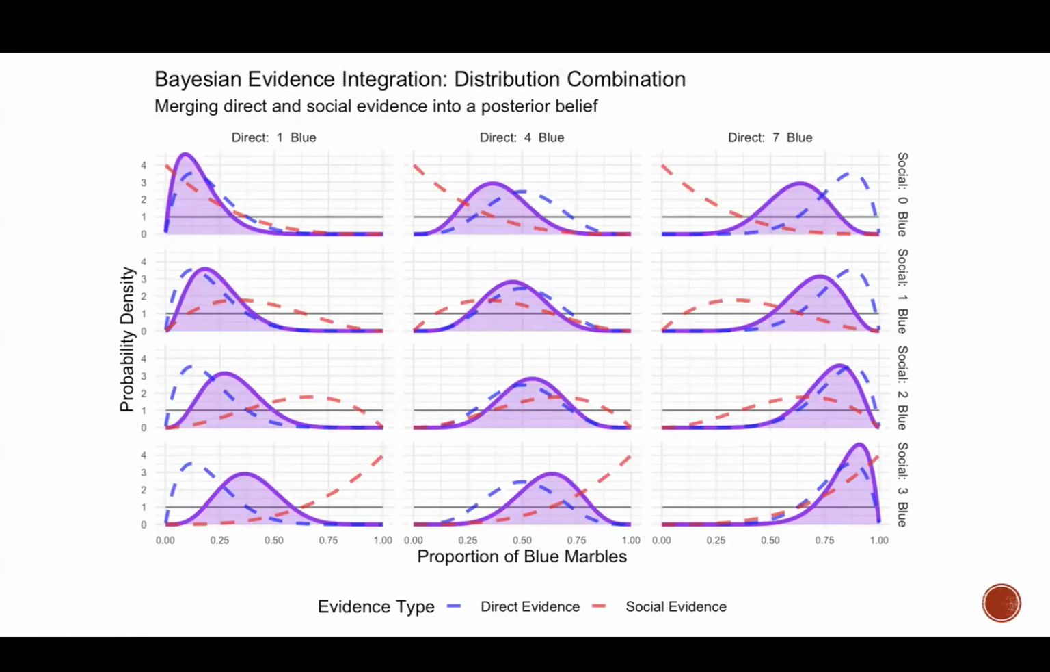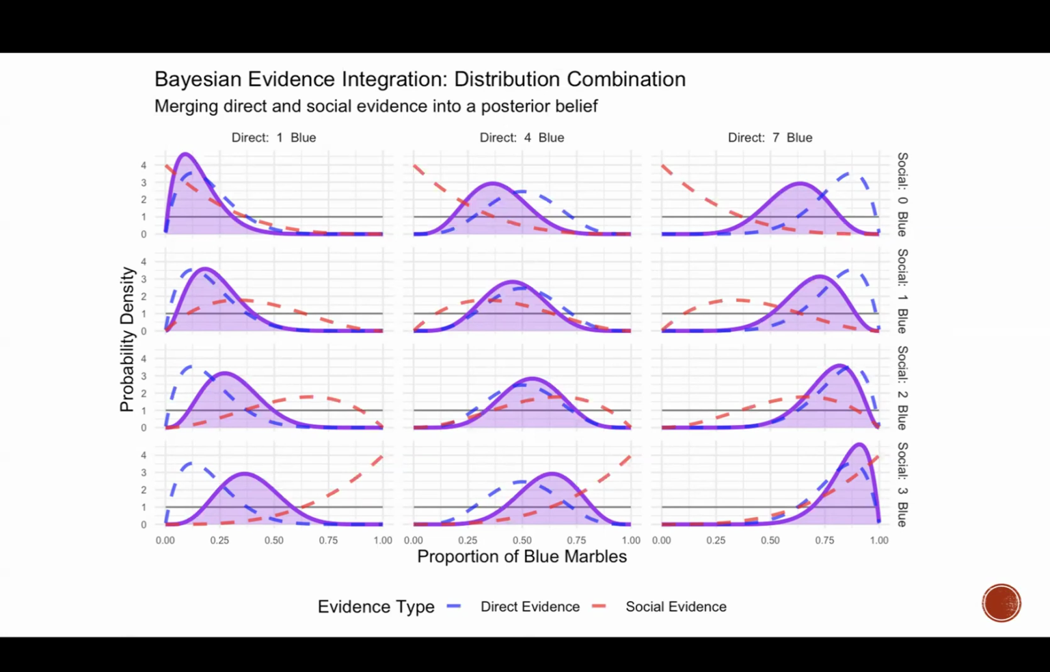This is how the model behaves in different kinds of scenarios. With the dashed blue, we show the direct evidence, the own sampling. With the dashed red, we show the other evidence. And in purple, we show the posterior estimate that we get from that. And so we can see that there can be very asymmetric distributions.